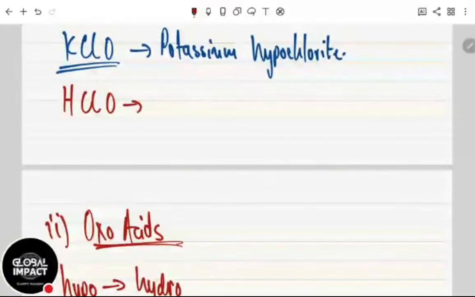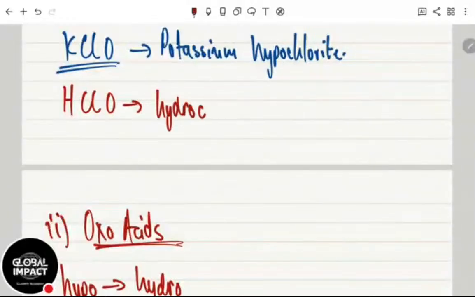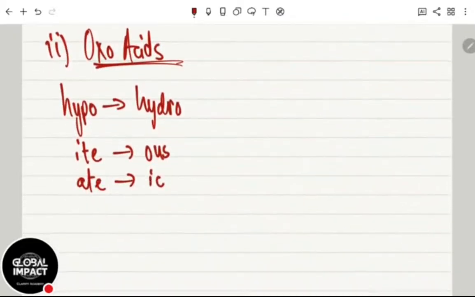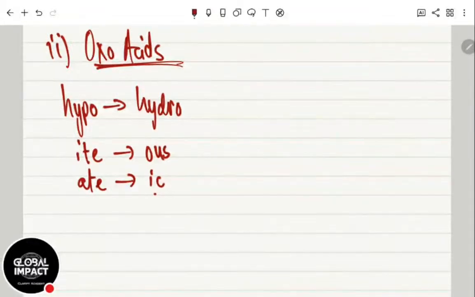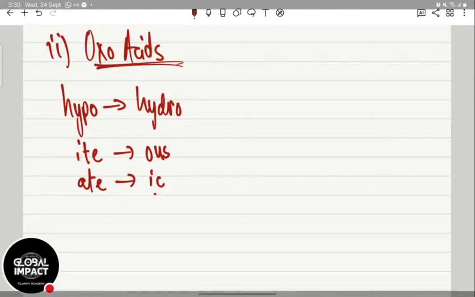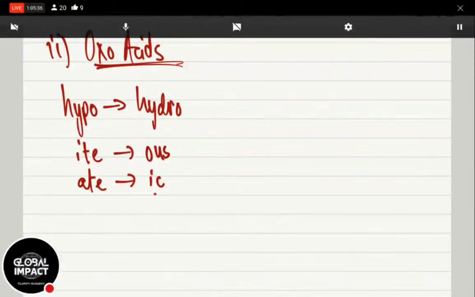So instead of hypo, it's hydro. Then here it was hypochlorite, it's now chlorous. So this is hydrochlorous acid, because the ite becomes ous and the ate becomes ic. Ite changes to ous. Then you have ate to ic. Please make sure you remember that part. Here we have our oxo acids. Are we done? Yes, we are done with naming.